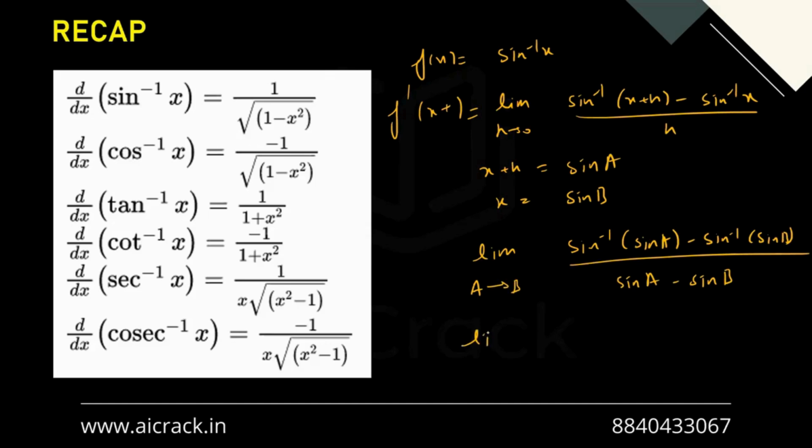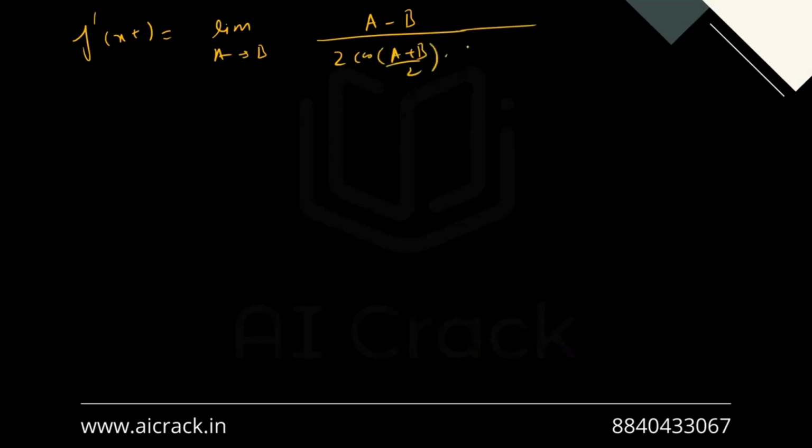Now, if you simplify this further, this would become limit A approaches B. Sine inverse sine A would be A, this would be B, divided by sine A minus sine B. Now, this is nothing but the sine C minus sine D formula, right? So f dash x plus equals limit A approaches B of (A minus B) divided by sine C minus sine D formula, that would be 2 cos of (A plus B) by 2 times sine of (A minus B) by 2, right?